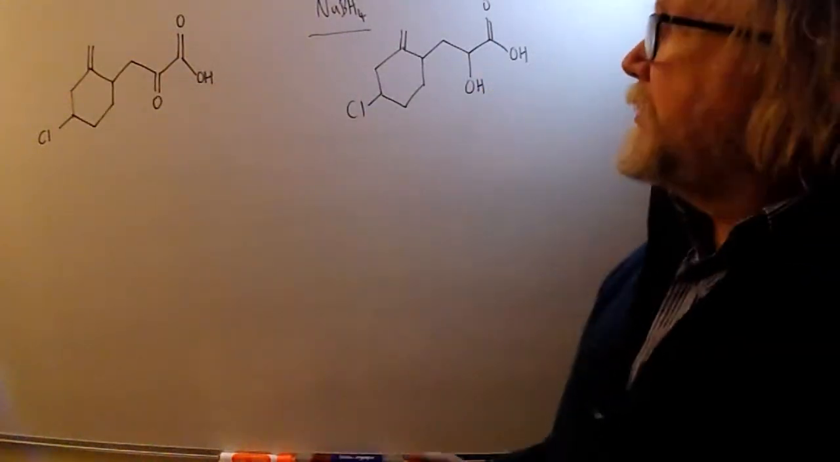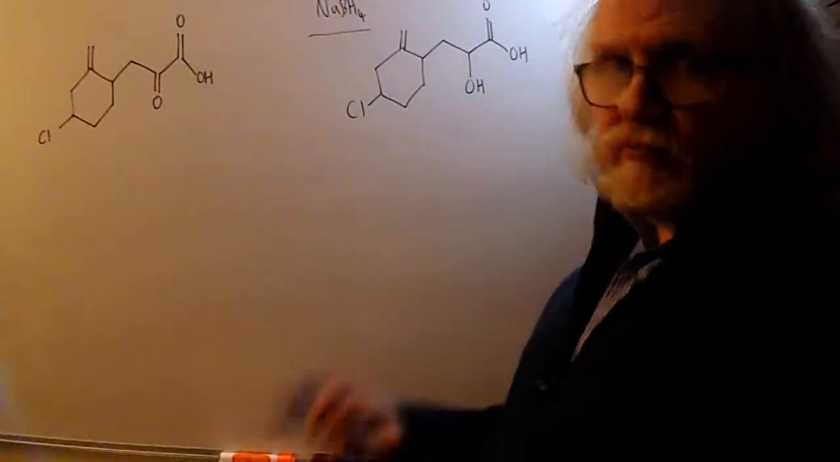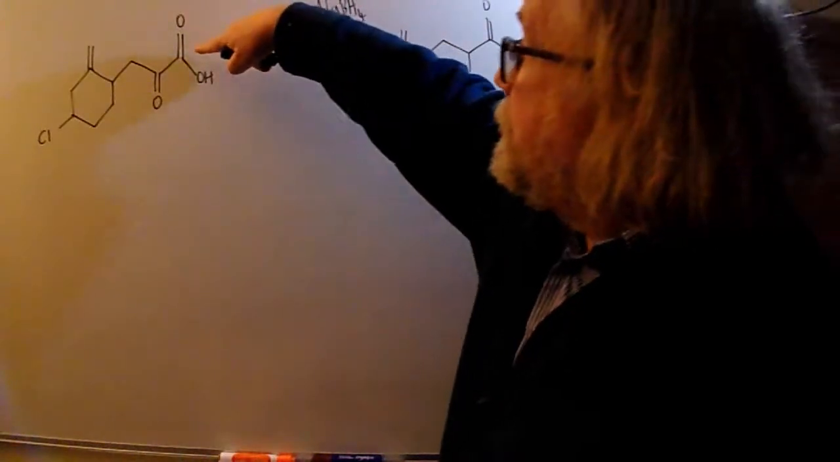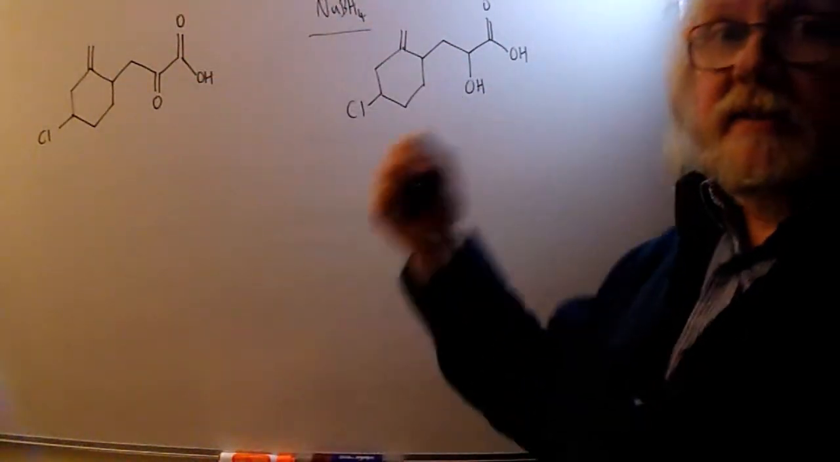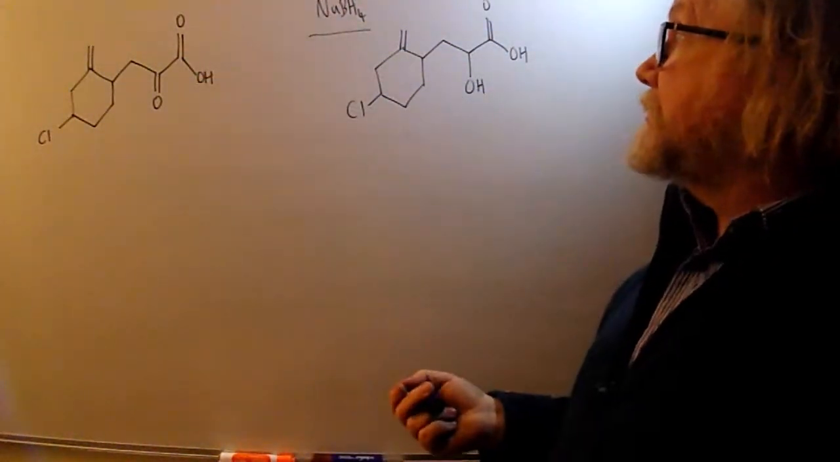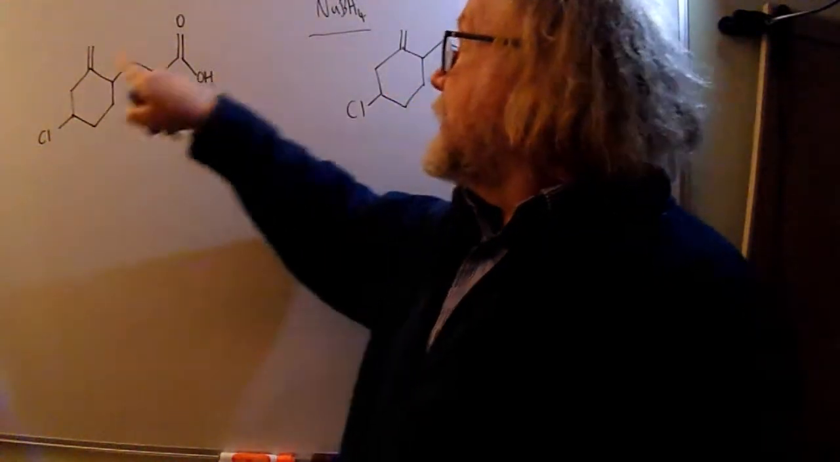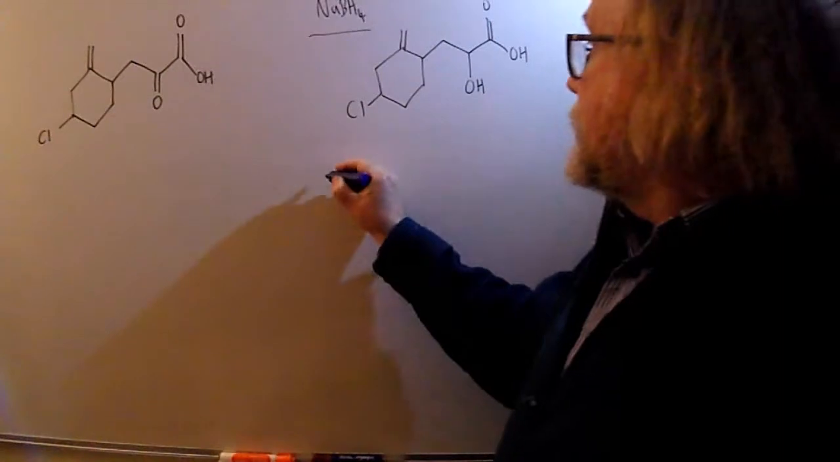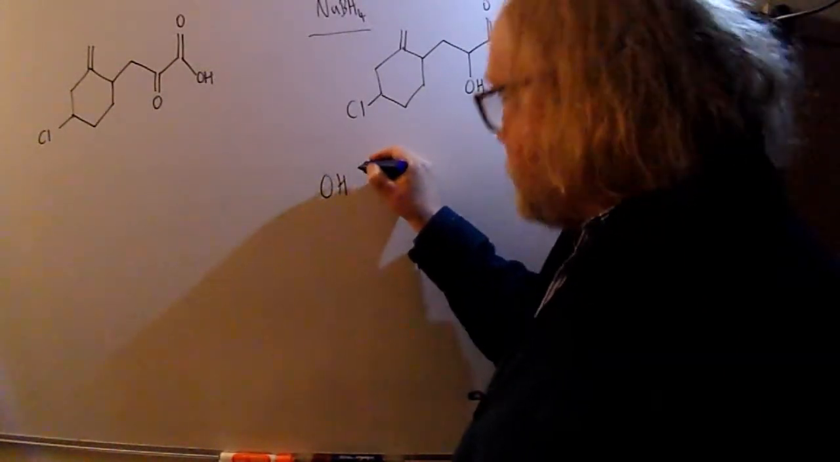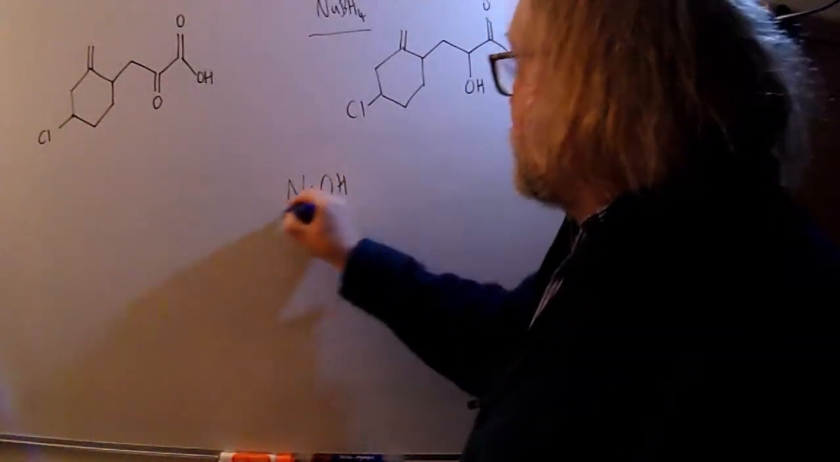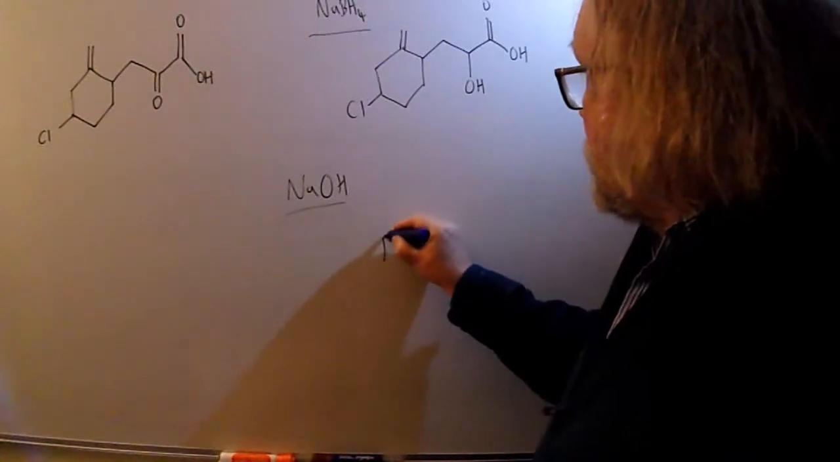Alkene group, no reaction there. Ketone group, no reaction there. But the carboxylic acid, of course, acid plus hydroxide will form a salt. So we're going to have two reactions, nucleophilic substitution here and salt formation here. So with sodium hydroxide we can then again draw the product.